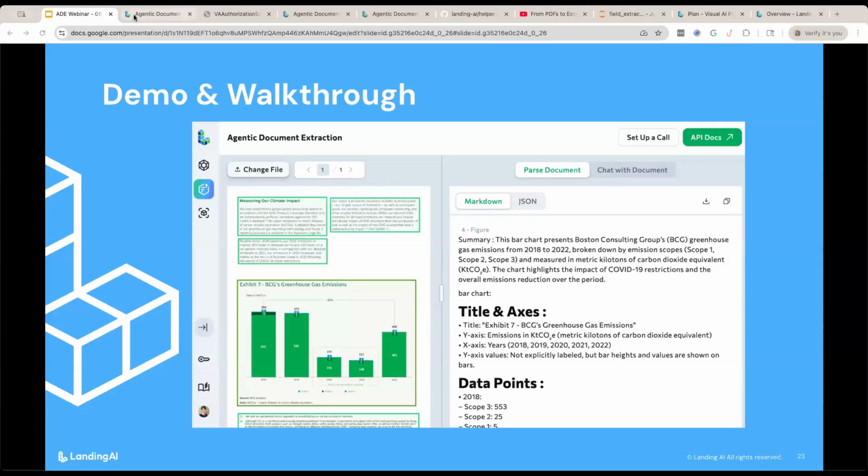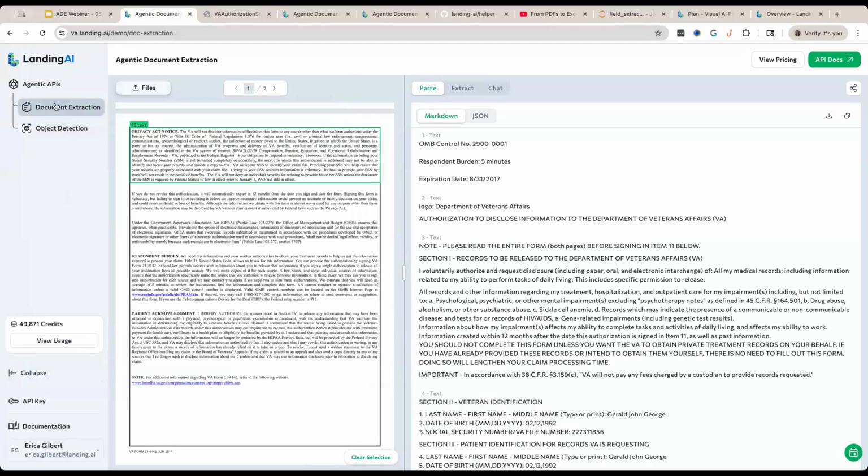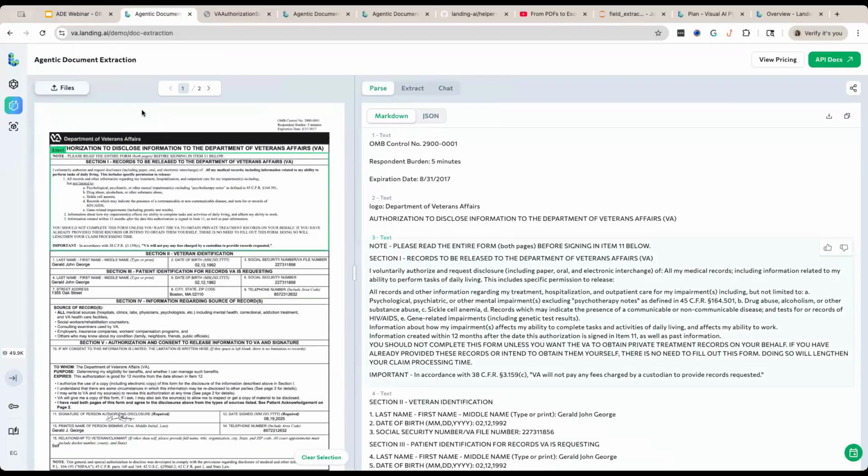So here I've just come to va.landing.ai, and you can select the document extraction tool. I just select that here, or there's a couple different ways to click through it. Just to illustrate our prior authorization use case, it's hard to find that kind of data readily available.